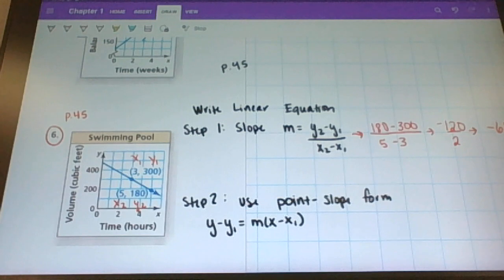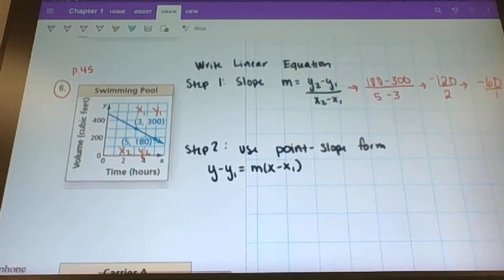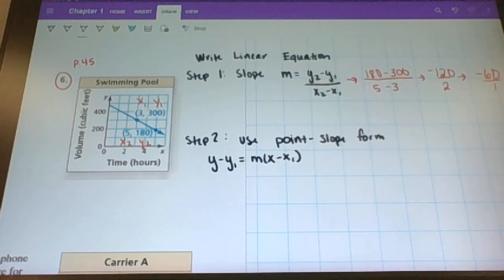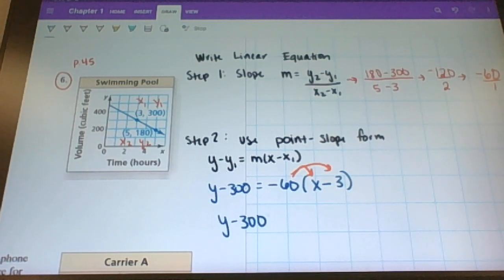So it's negative 60. And you can think about that as over 1 or just writing the 1, not writing the 1, that's your call. From there, I want to write an equation. I'm going to use point slope form. And that's the second one I had you write down in bell work. So I guess I'll do y minus 300 equals negative 60, that's the m value I just found, x minus 3. I will simplify this using the distributive property. And then I just have to bring this 300 over.